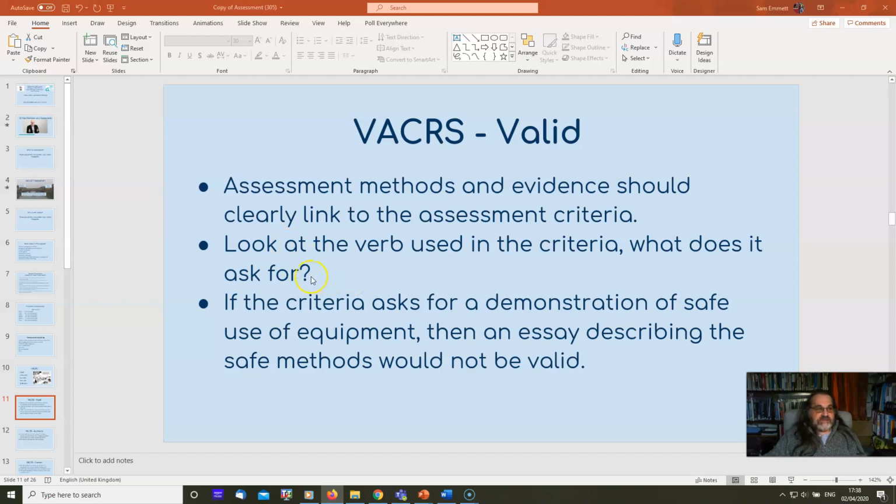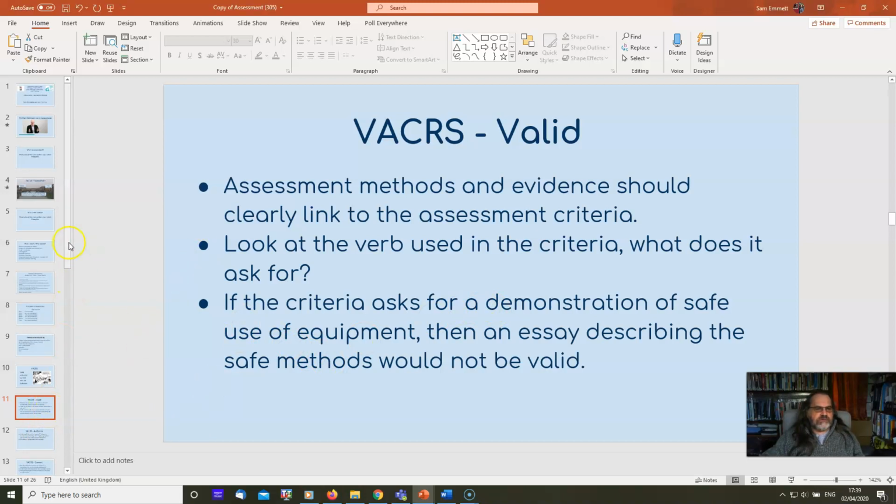If it says explain, well, that's what you need to do. If it says describe, then you need to describe it. If it says summarize, then you need to summarize it. Okay, if the criteria asks for a demonstration of safe use of equipment, then an essay describing them would not be valid. Well, it has some validity, but it is not as valid as a practical examination in that case.